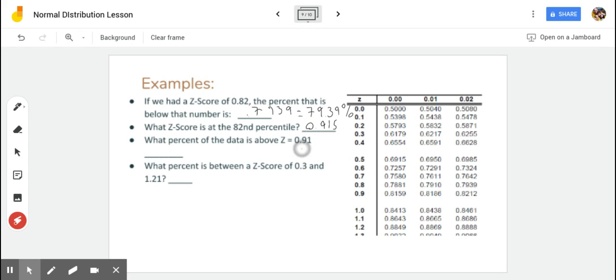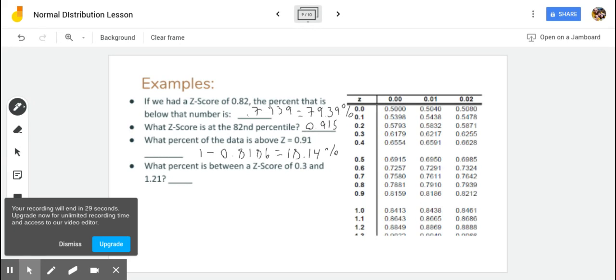The percentage that's above Z equals 0.91: let's look up 0.91. 0.91 would be 81.86%, so that means the rest is above. So 1 minus 0.8186 would equal 18.14%. So 18.14% of the data is higher, because these numbers are always the percentage that's less. And then the percent that's between, we'll do that one in a second.